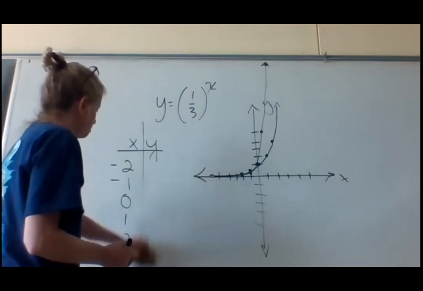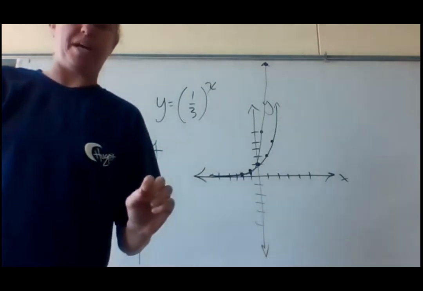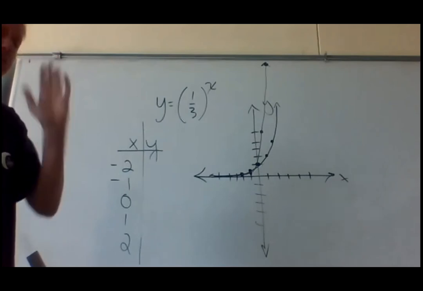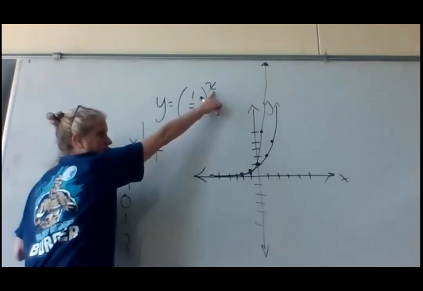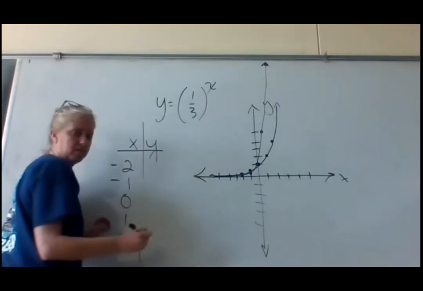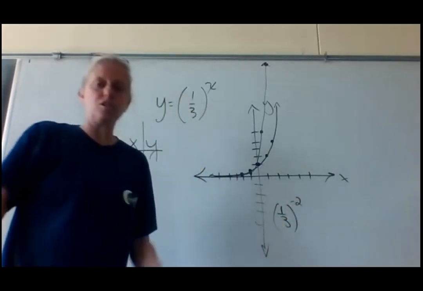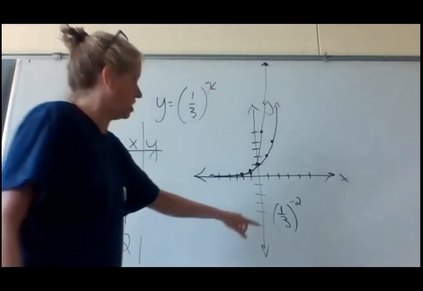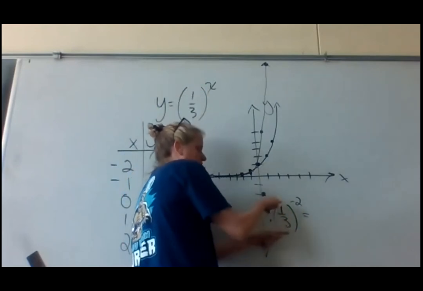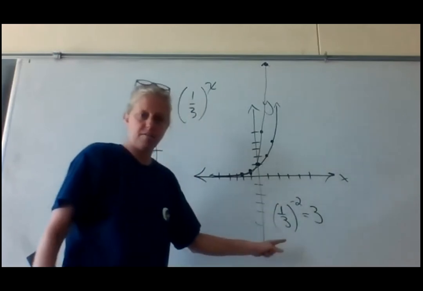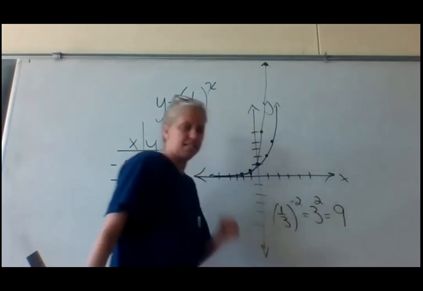So my x is still in the exponent. The only thing that's changing so far on these graphs is this base number. Let's look what happens when the absolute value of your base is less than 1. So let's replace my x with -2. So I have 1/3 to the -2 power. So again, I've got that exponent that's negative. So what needs to happen in order to use that? I need to flip that upside down. So when I flip 1/3 upside down, it actually becomes 3. That turns my exponent to +2, and 3 squared is 9.